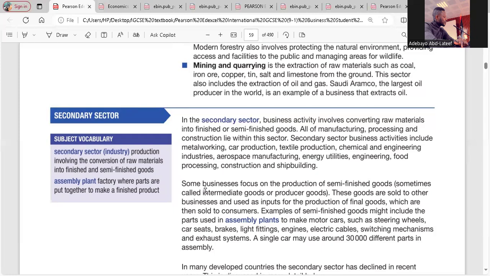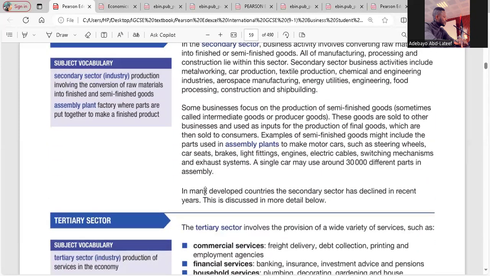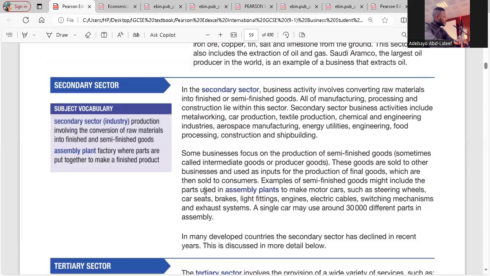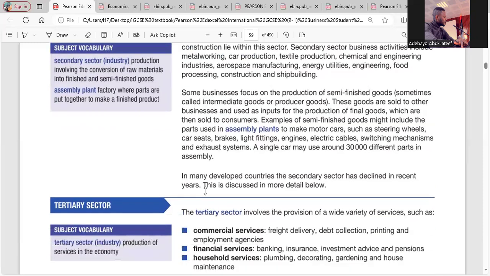Is it clear? So examples of secondary sector, we have metalworking, car production, computer assembly, manufacturing, bricklaying. All these are in the secondary sector. Is it clear, please?